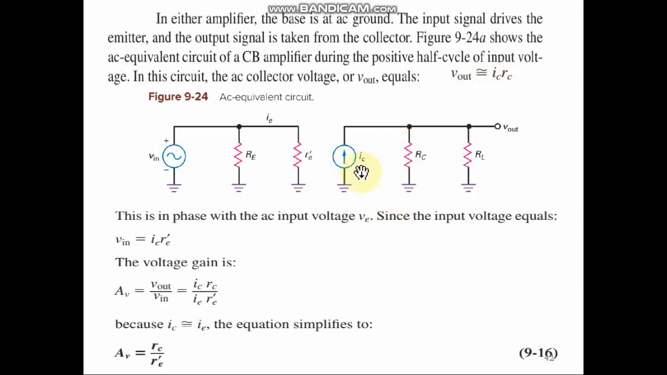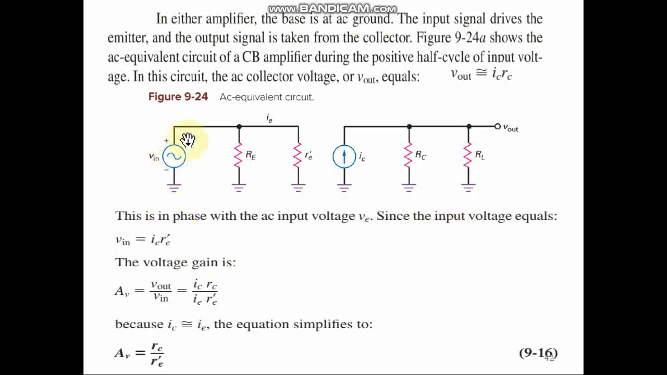Now how can we calculate it? RC here is the parallel combination of RC parallel RL. So the current source is IC and the equivalent resistance is RC parallel RL. So the voltage Vout will be IC into RC. So this is in phase with the AC input voltage VE. Whatever input voltage is given, the output voltage will be in phase with the input voltage.